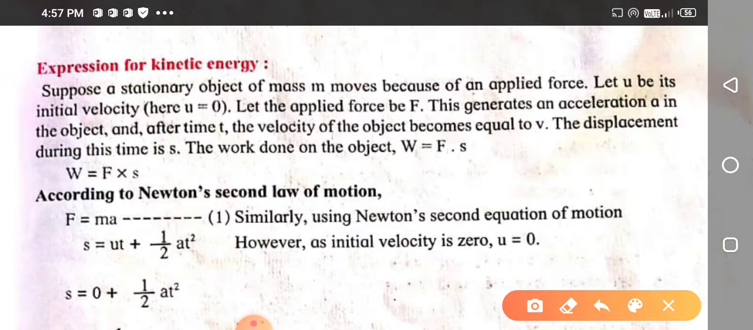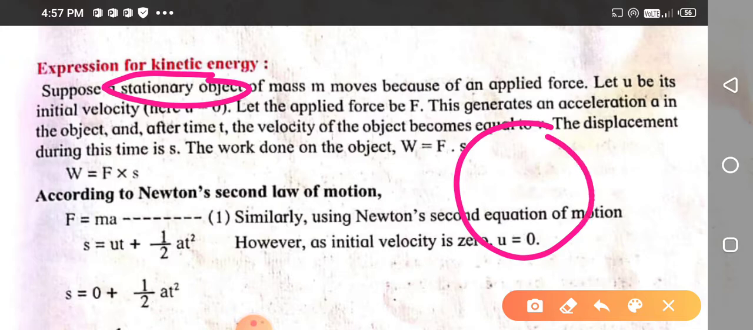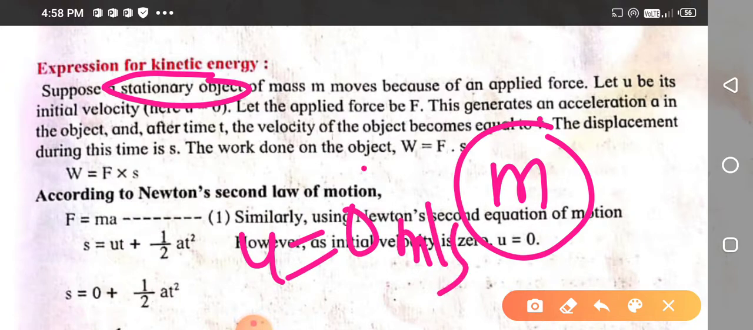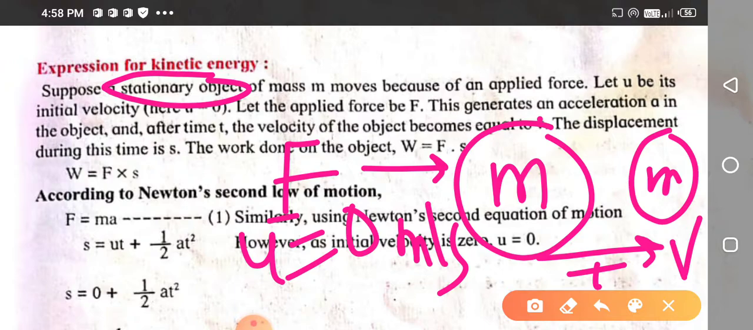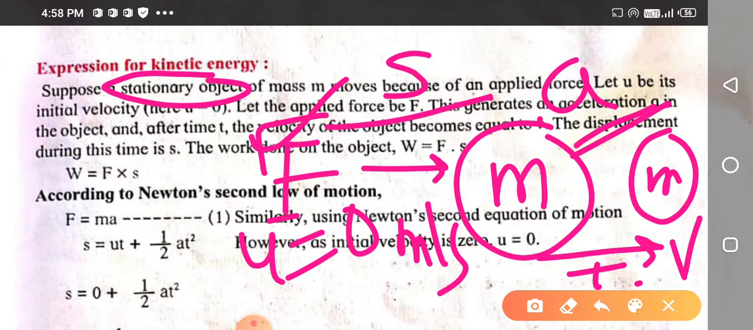So students, what is given here? Suppose an object is there which is stationary initially. So this is an object which is stationary, having mass m. As it is stationary, its initial velocity is 0 meter per second. We apply a force F on this object so that it starts to move, and after certain time its final velocity becomes v. This applied force develops acceleration a in this object, and during time t the object covers a distance s.